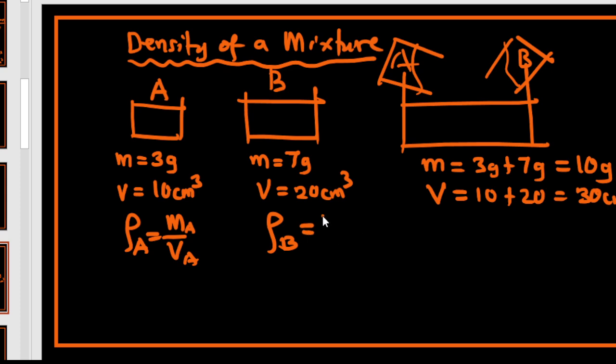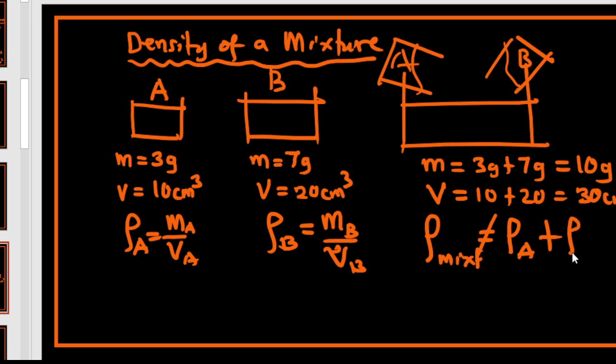The second case, we should have MB over volume of B. Now, it would be illogical to say that the density of the mixture equals the sum of the densities. Hope you know that. You cannot just say the density of the mixture is equal to the sum of the densities of A and B.